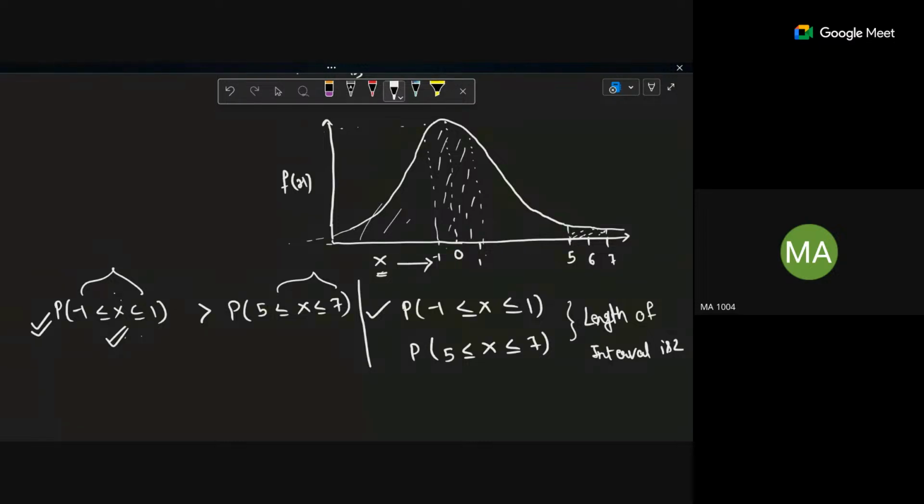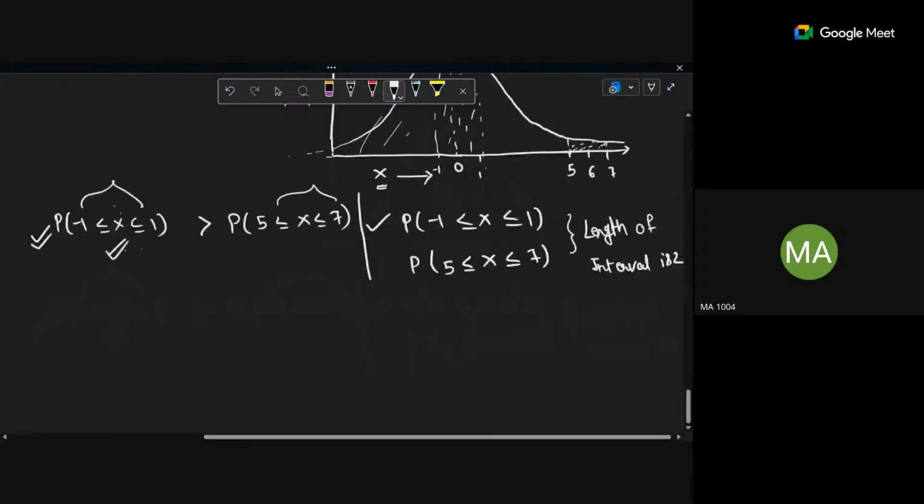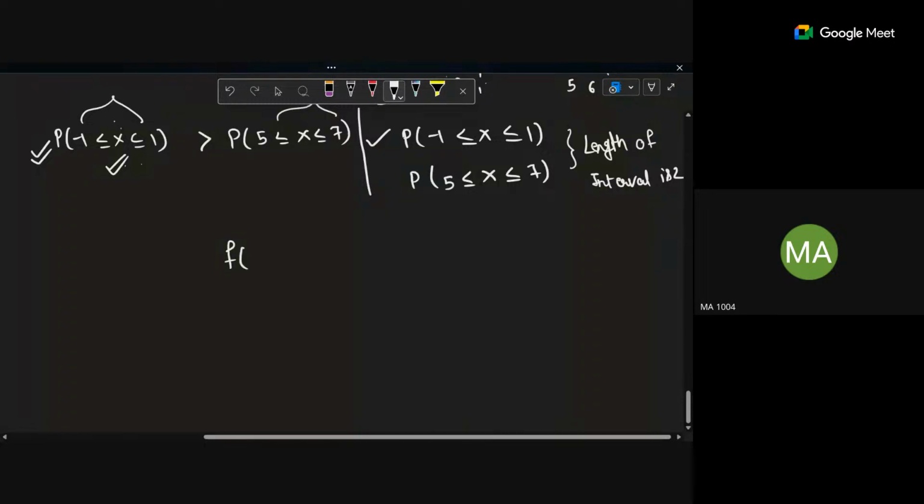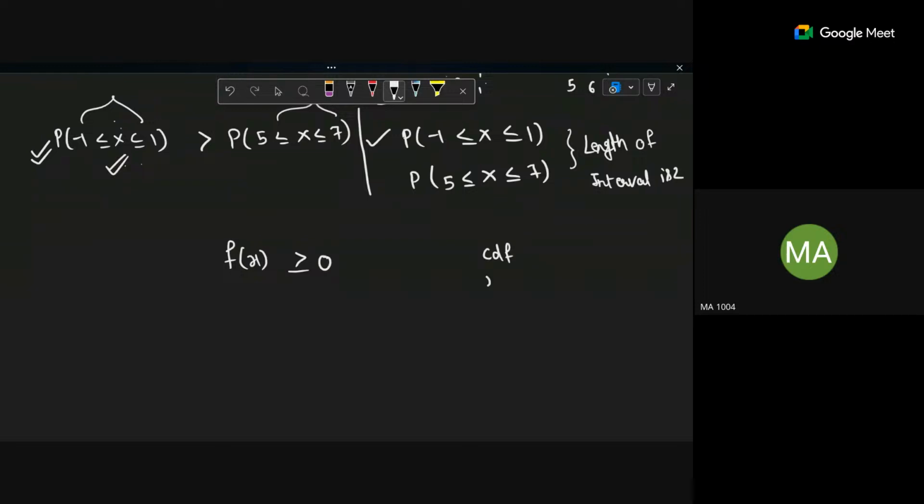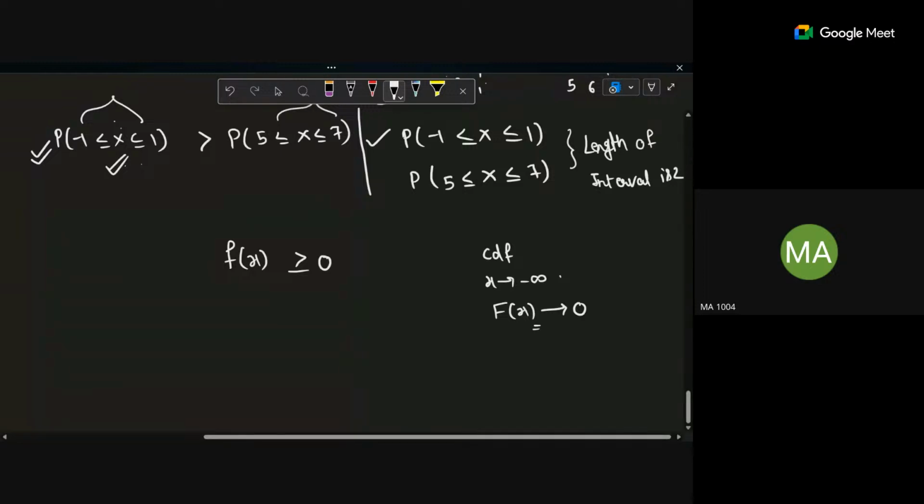Okay. So one thing to note is that this PDF will never take values less than 0. That means it will always be positive. f of x will always be greater than or equal to 0. It will never be less than 0, unlike the CDF. In the CDF, we talked about x going to negative infinity, where F of x goes to 0. That means the CDF can be discussed at negative values also, but the PDF not. So the range is half, you can say 0 to infinity.